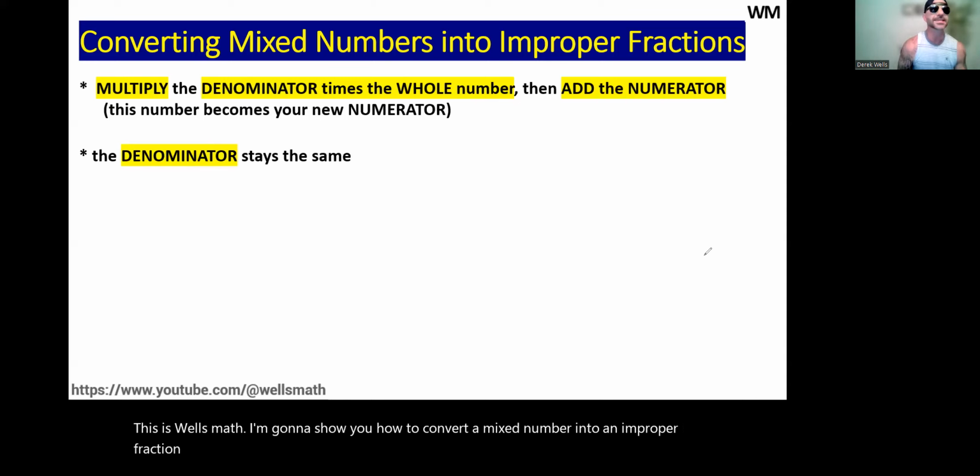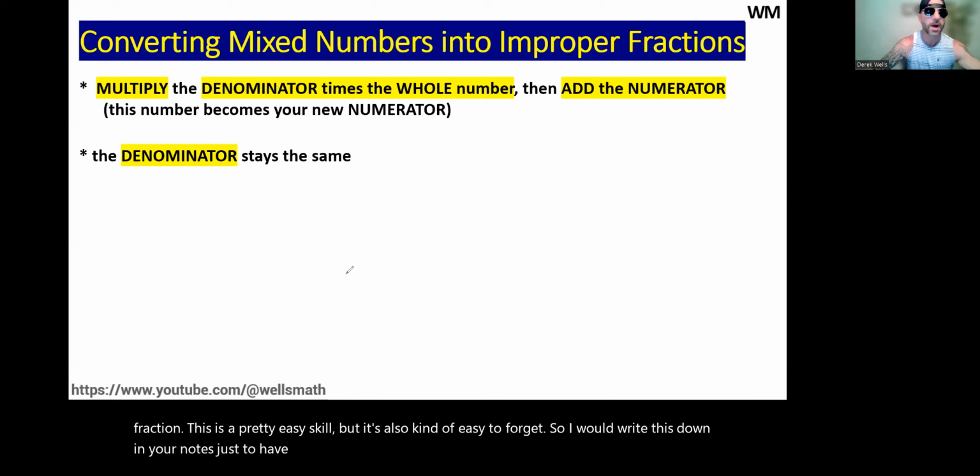This is a pretty easy skill, but it's also kind of easy to forget. So I would write this down in your notes just to have a reference to go back and look at. Just a couple sample problems.